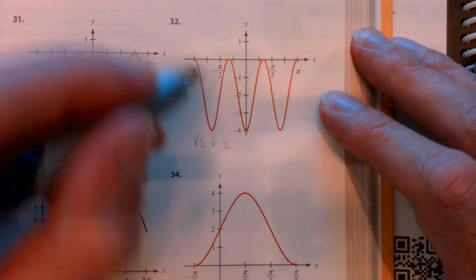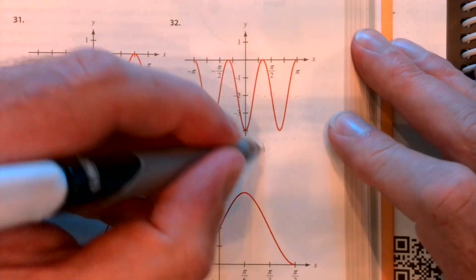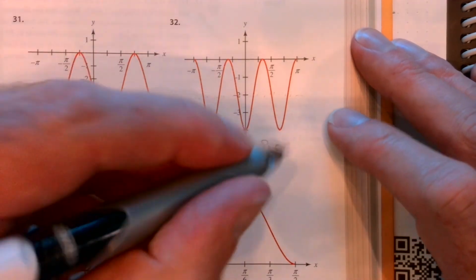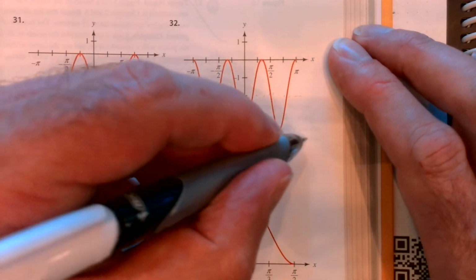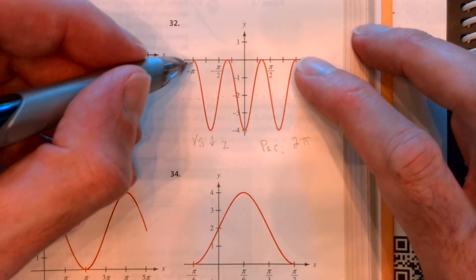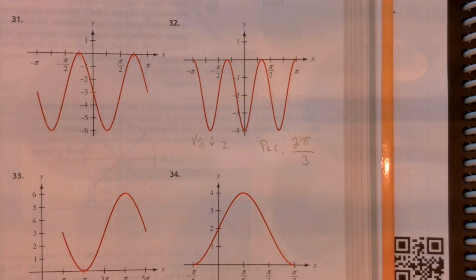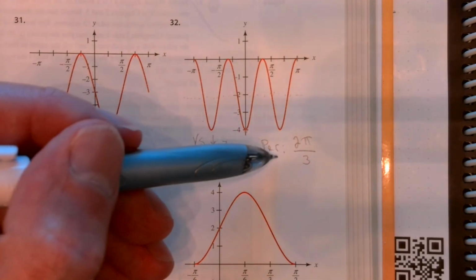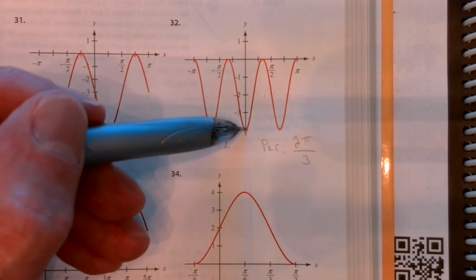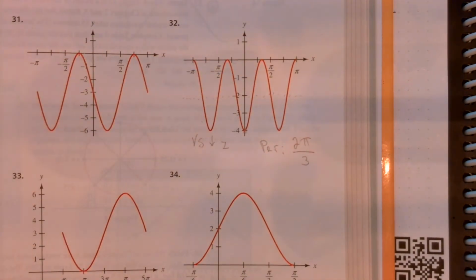Now, I've got to think here. I'm seeing 1, 2, 3 complete cycles in this picture. So that's 3 complete cycles between minus pi and pi. If I go from minus pi to pi, that's a distance of 2 pi, but that was 3 complete cycles, so my period is 2 pi over 3. So I've got a vertical shift, and I've got to change my period. I'm starting down here at the bottom and going up top, so that means I should have a negative multiplier out front to get a vertical reflection.